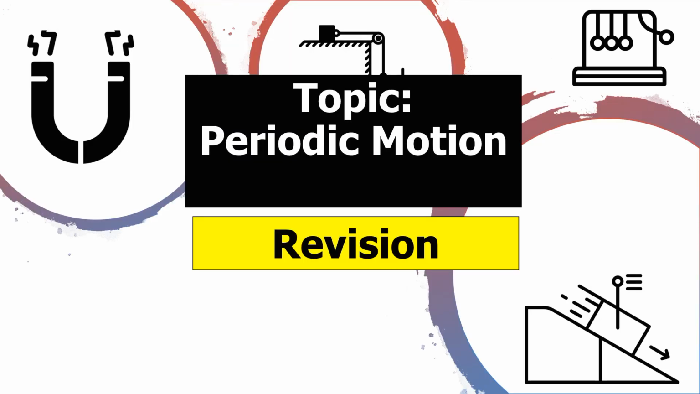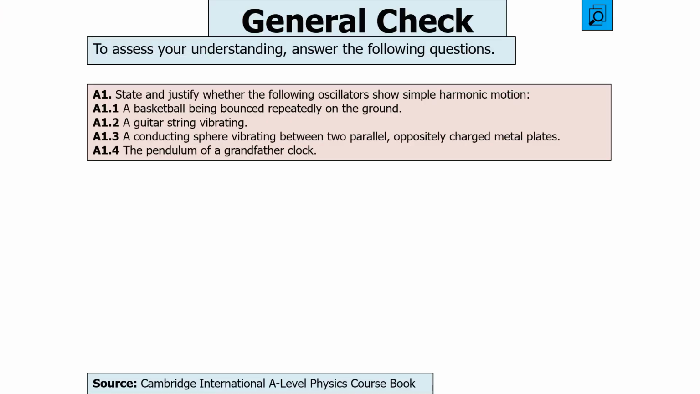So let's now start to look at the concept of periodic motion. State and justify whether the following oscillations show simple harmonic motion. You've got a basketball being bounced repeatedly on the ground, a guitar string vibrating, a conducting sphere vibrating between two parallel oppositely charged metal plates, and the pendulum of a grandfather clock. Pause the video now, then unpause the video when you want to go through your answer.